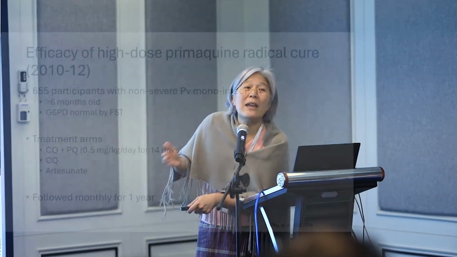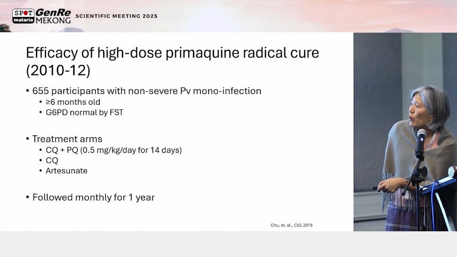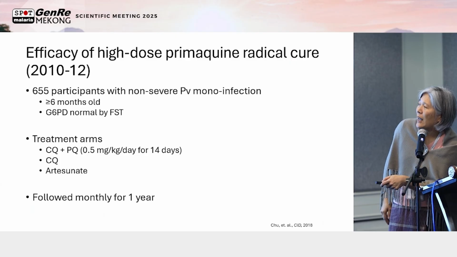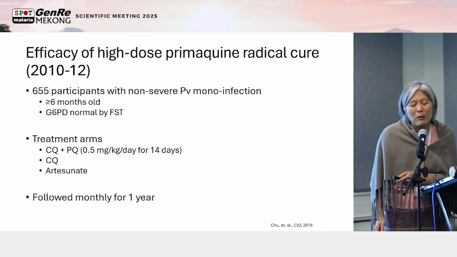We gave artesunate monotherapy because it's short acting; we assumed they would have many, many relapses. We gave chloroquine, which is longer acting; we assumed that some of the relapses would be suppressed. And then we gave another group high-dose primaquine with chloroquine. And then we followed them every month for a year.